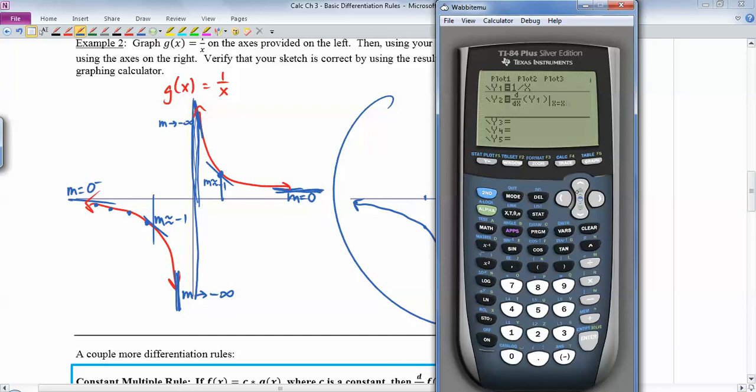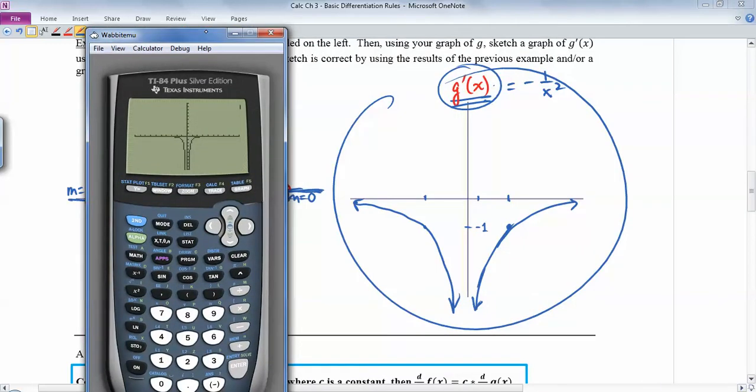And then if I turn off this first graph here so that it's not in the way, when I hit graph, it takes a while to graph this thing because it's evaluating lots of different slopes, but there you go. You can see it looks similar to what we graphed right over here. Okay.